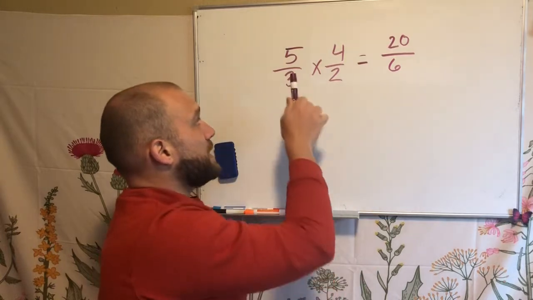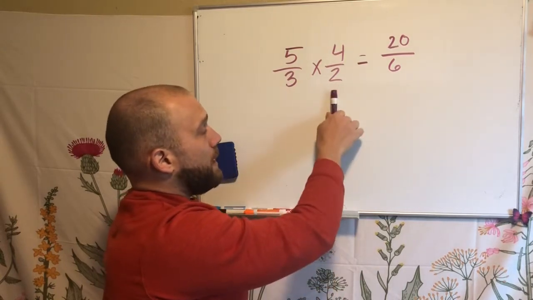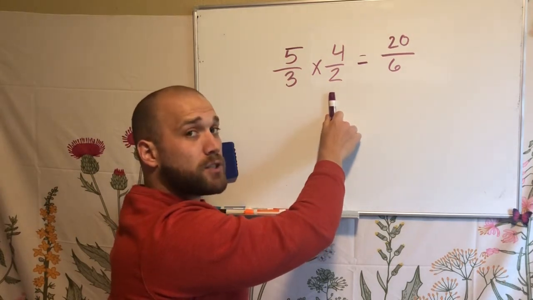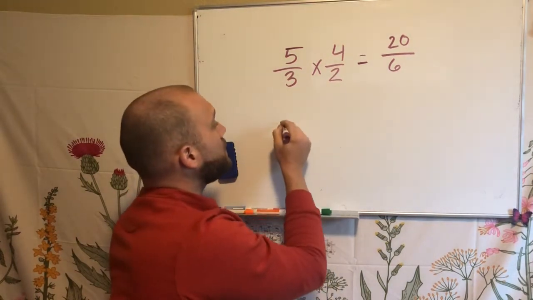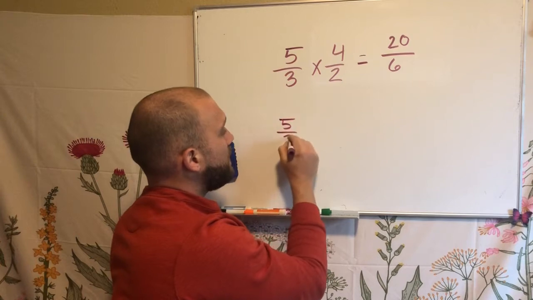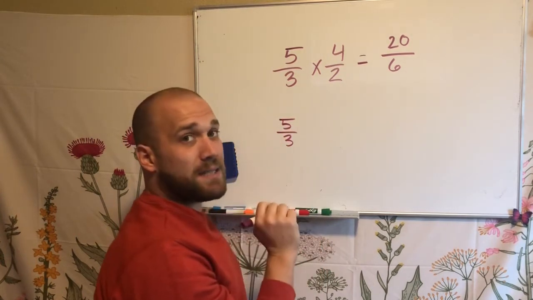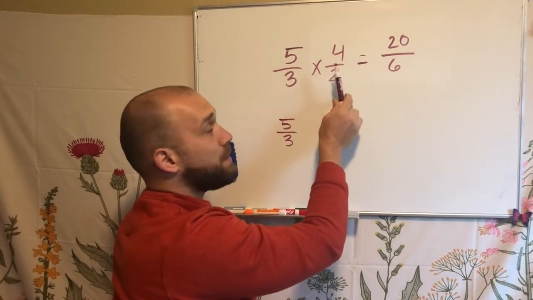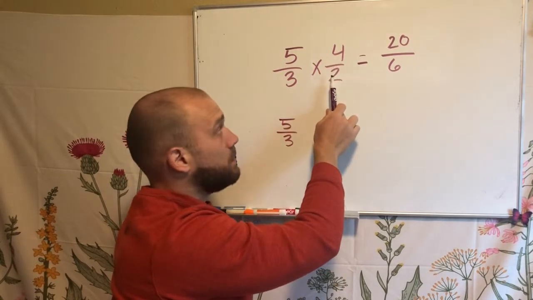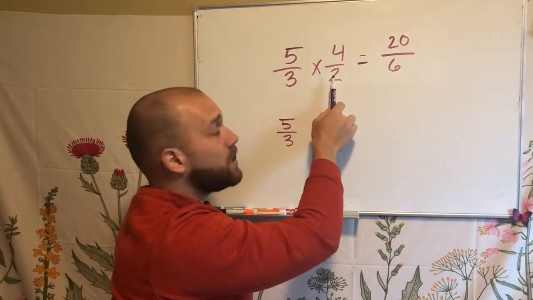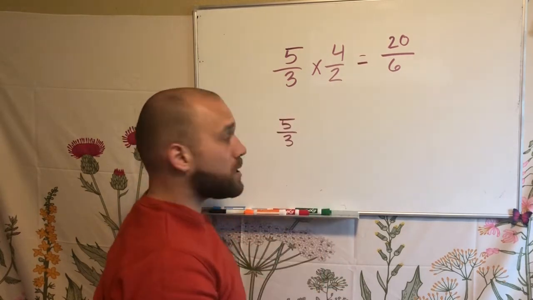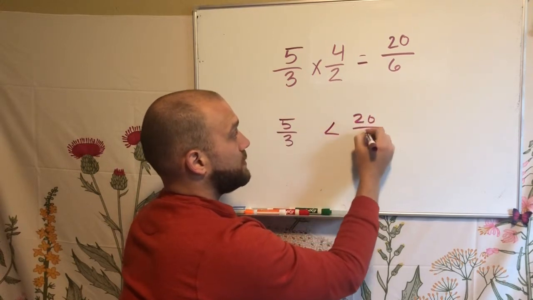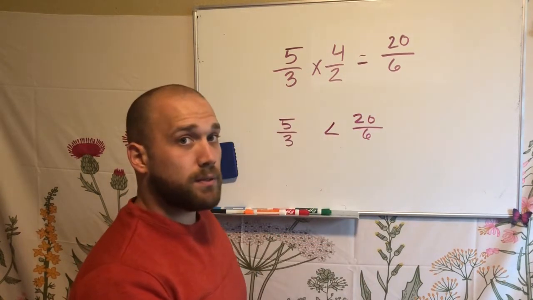So, what are we multiplying 5/3 by? Is this more than 1 or less than 1? It's a top-heavy fraction, so it's more than 1. If you multiply a number by a number that is bigger than 1, your answer is going to be more than what you started with. So we know that the answer is bigger than 5/3.